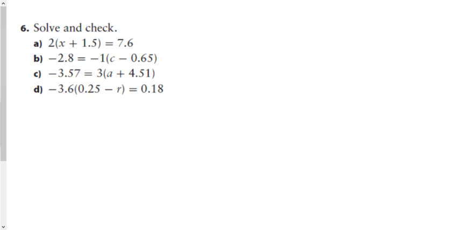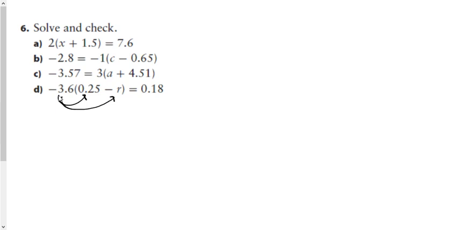Question 6, we have a whole bunch of questions. I'm just going to do the most difficult one. I'm just going to do D. And you could do it one of 2 ways. Now, obviously, we could expand using the distributive property. Multiply negative 3.6. You know what?